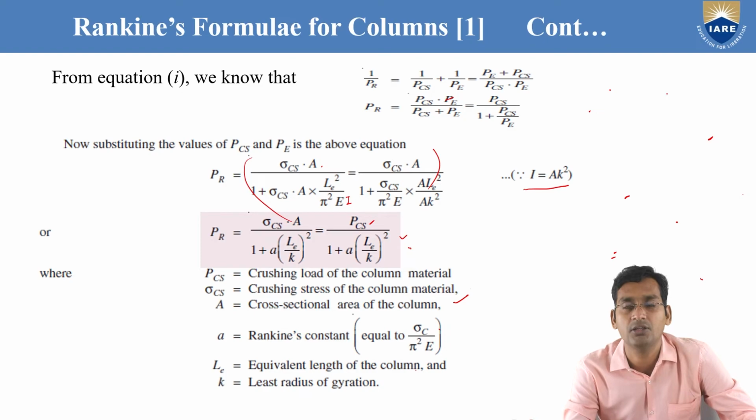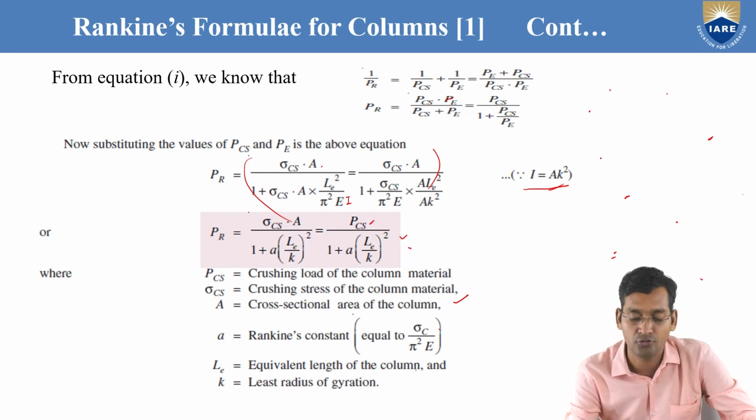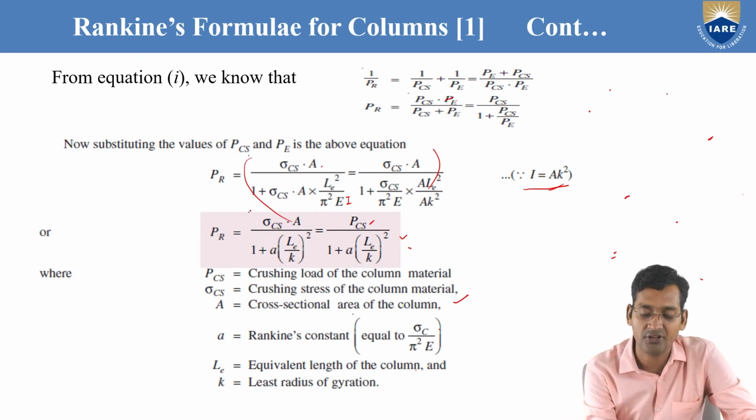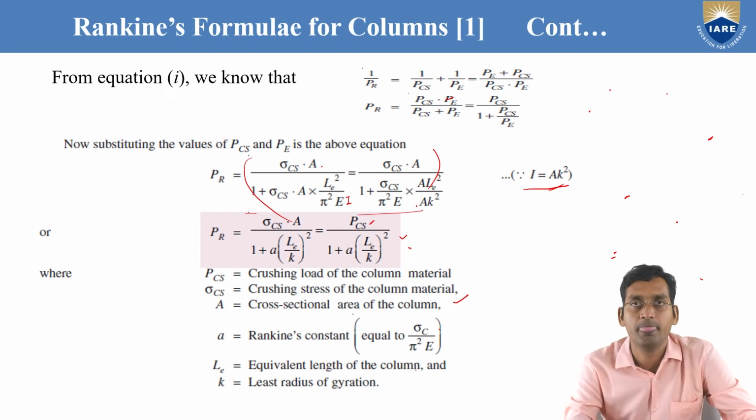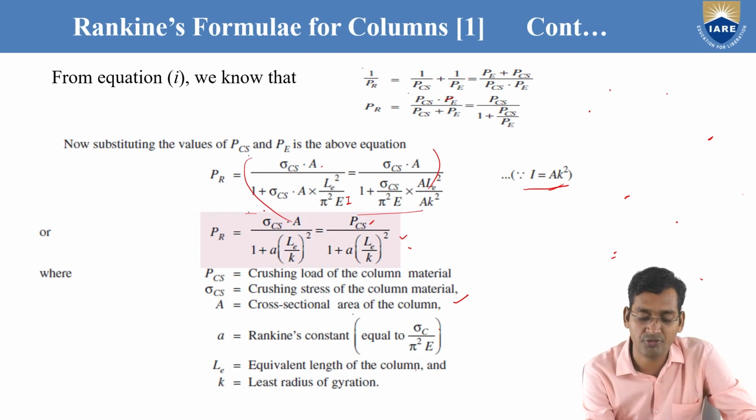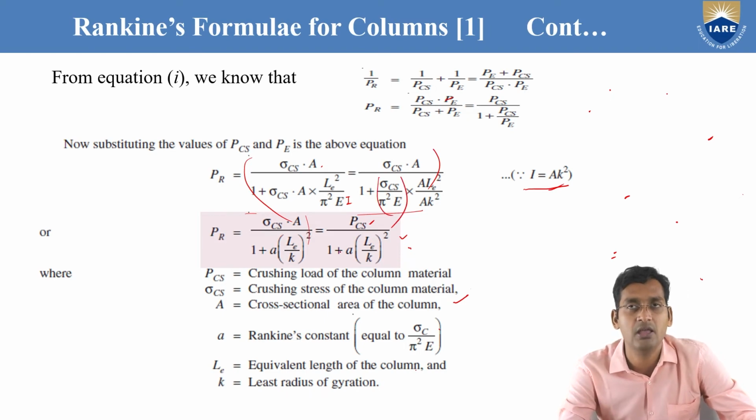Just replace I in terms of AK square, because I is the moment of inertia and K is the least radius of gyration. So what happened? A will get cancelled. After that, you will get this one. Now after simplifying, you get this, where a is called the Rankine constant, which is sigma CS by pi square E.